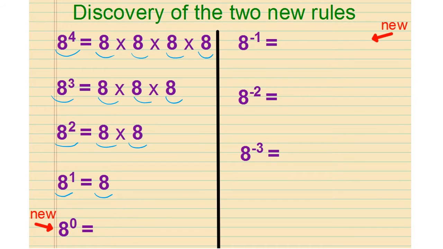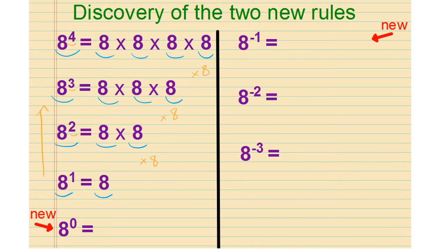Now, as we go higher on this pattern, each time we go up, we are multiplying by 8. One more 8 each time. And each time we multiply by one more 8, our exponent is increasing by one more.